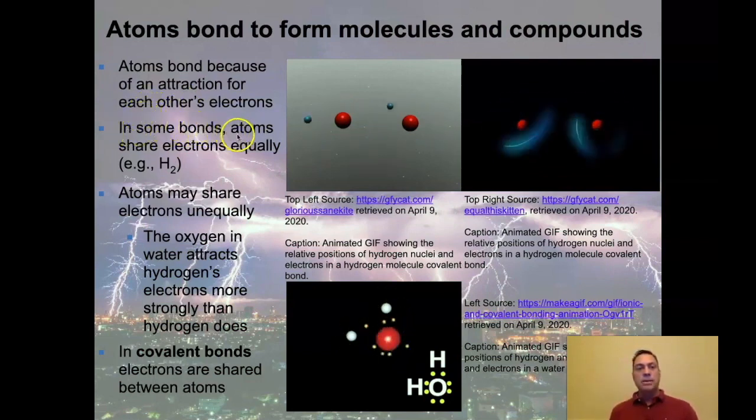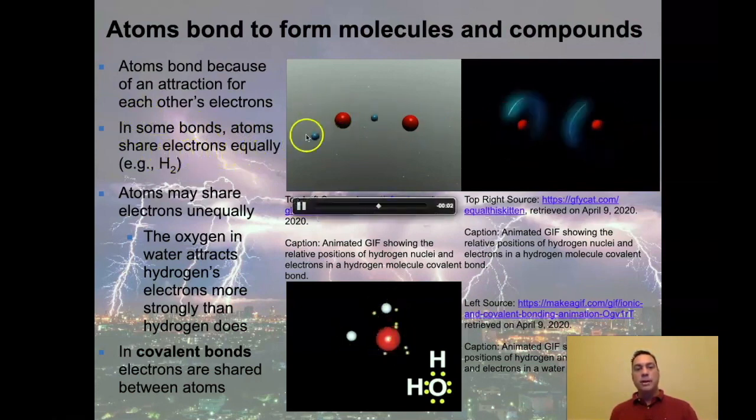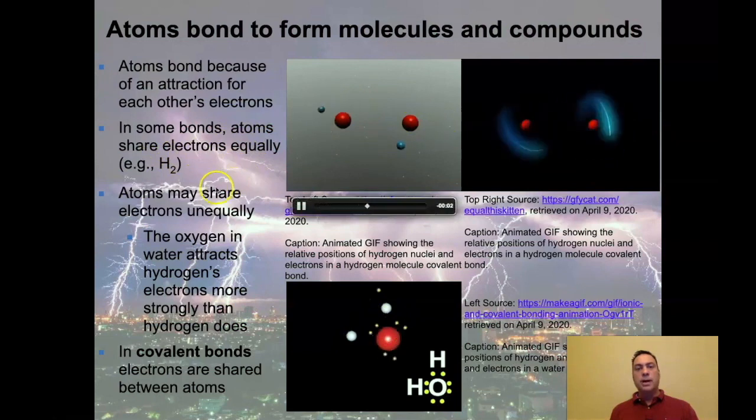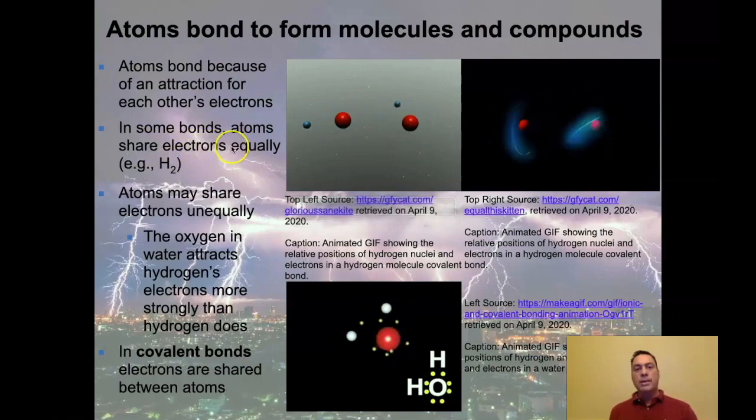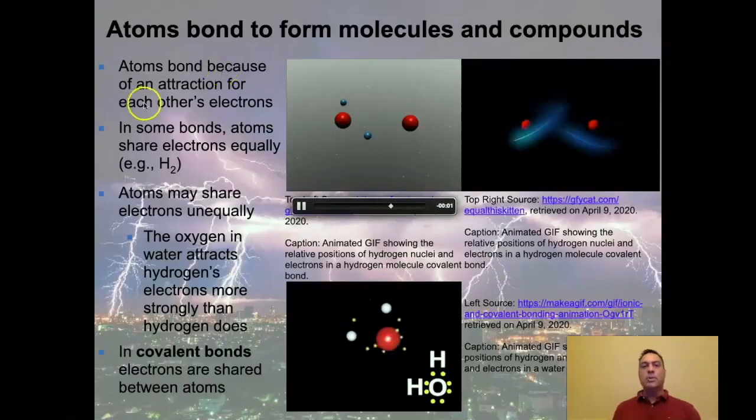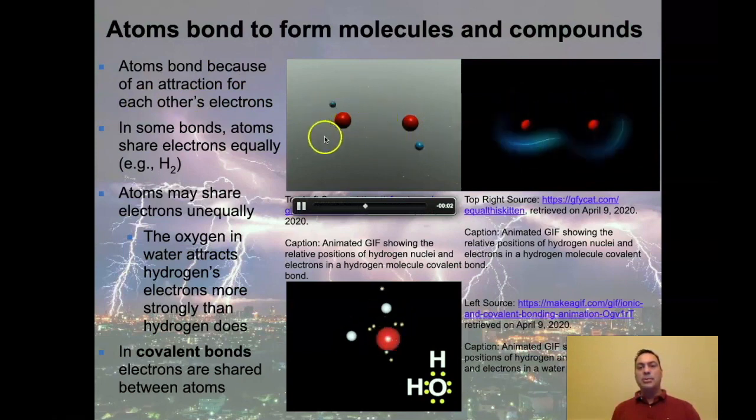So in some bonds, atoms share electrons equally. If we follow this image right here, this animated GIF, we can see that these electrons are spending an equal amount of time around each one of these nuclei. So it's equally shared, right? And of course, the way that these GIFs are, it kind of shows them always as these nice little balls going around a nice stable nuclei.